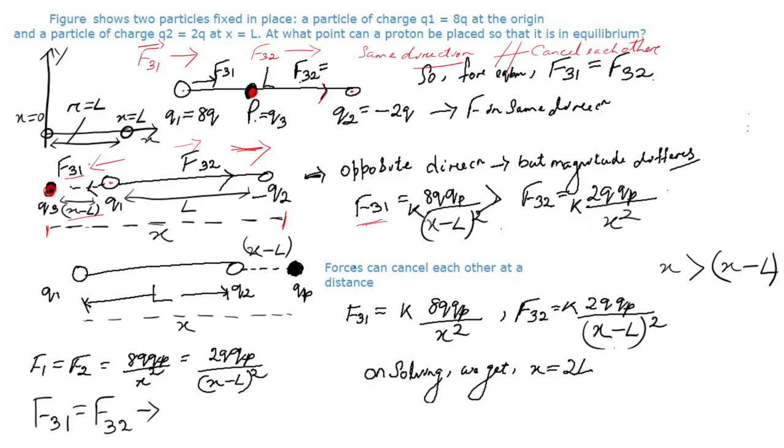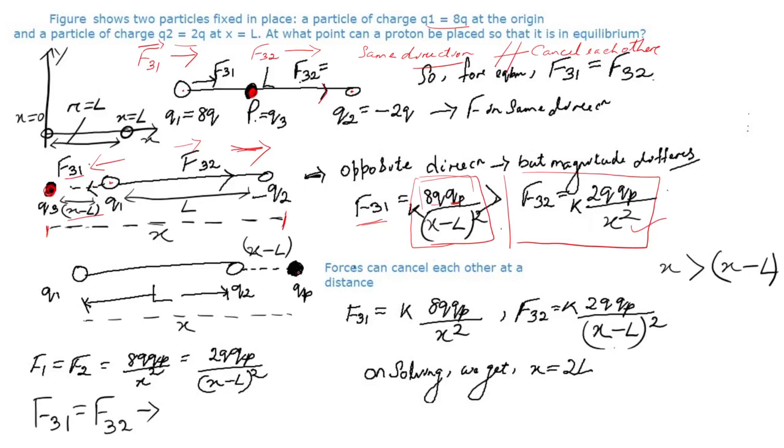What should be the magnitude of F31? K Q1, which is given in the question as 8Q, and Q2 is 2Q. So K times 8Q into the charge of the proton, suppose QP, divided by the square of this small distance. This quantity is no doubt bigger than F32, because the denominator here is smaller, since x is greater than x minus L, and the numerator is also larger. So they cannot cancel each other.